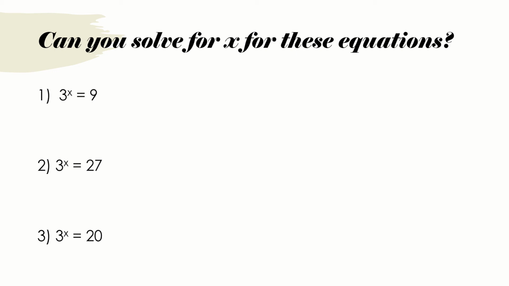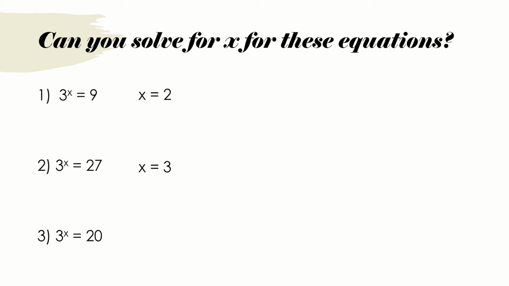Okay, so for the first one, there's actually a simple value for x, and that value is 2, because 3 squared is going to be equal to 9. So in this case, x is going to be equal to 2. And much in the same way, for the second one, 3 to a certain power does give you 27, and that's 3 to the third power, right? So for the first two, x is just going to be whole numbers. x equals 2 for number 1, and x equals 3 for number 2.